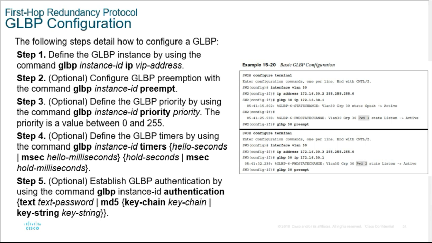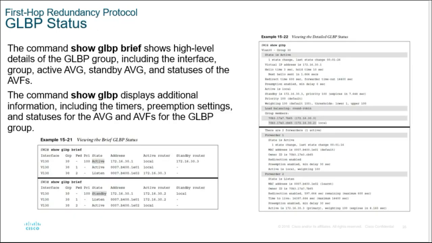Instead of using the standby keyword, we use GLBP, the group ID, and then the virtual IP address. Then we can also configure for preemption. We can also modify the priority value and the timers, as well as authentication mechanisms. To verify, again, we can use the show commands. One is show GLBP, the other is show GLBP brief.